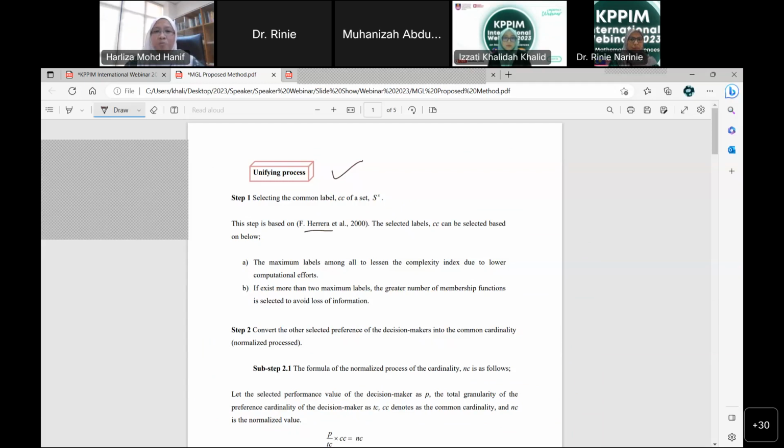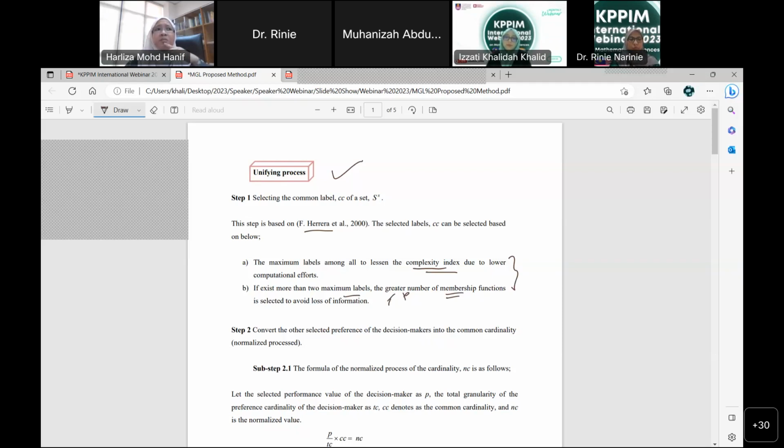So the unifying process, okay, the basis of it is actually taken from F. Herrera, where we select the labels based on two requirements: the maximum labels among all, to lessen the complexity index. If more than 2 maximum labels exist, we choose the greater number of membership functions. Say that we have triangular and trapezoidal, we choose trapezoidal because of the greater number of membership functions. So let me explain to you what these two mean.